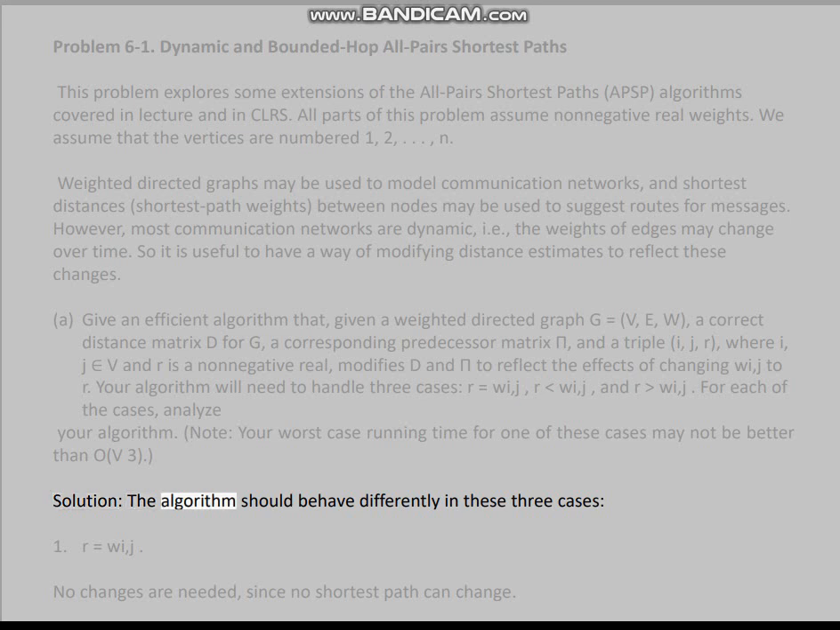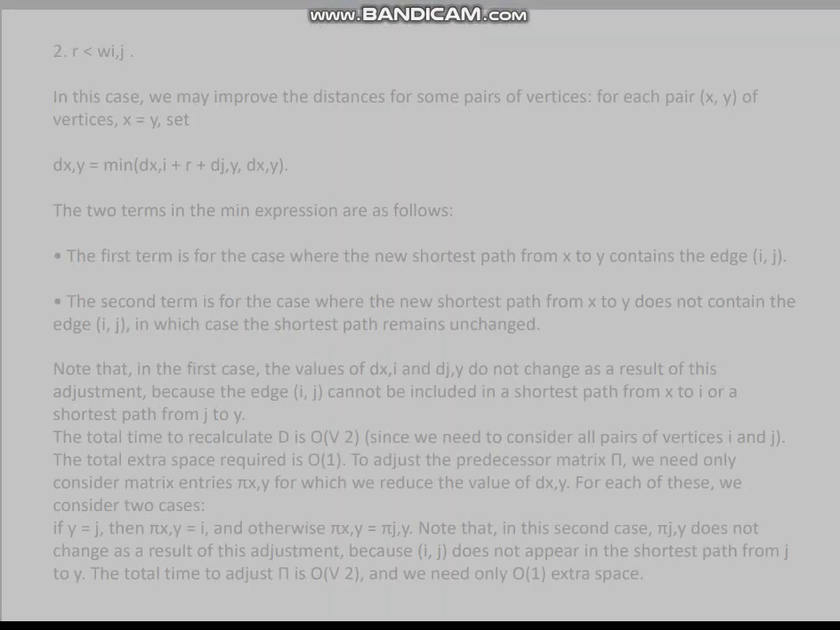Solution: the algorithm should behave differently in these three cases. 1. r = w(i, j). No changes are needed, since no shortest path can change. 2. r < w(i, j). In this case, we may improve the distances for some pairs of vertices.